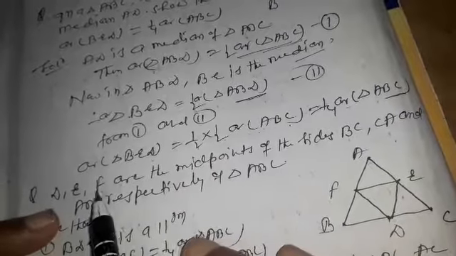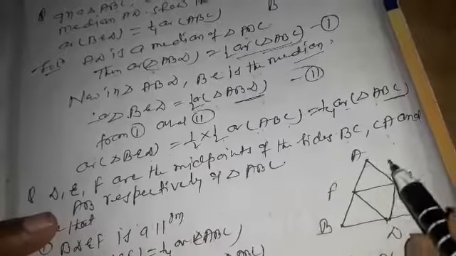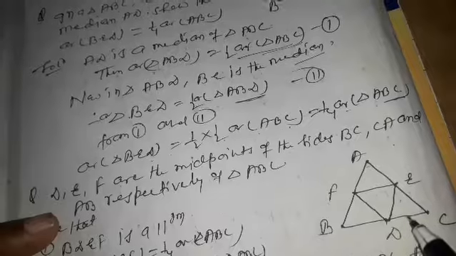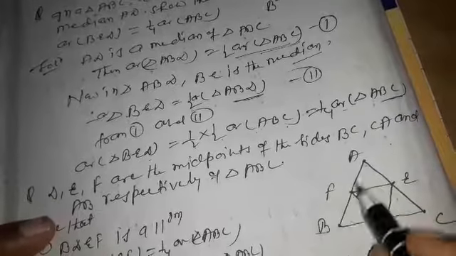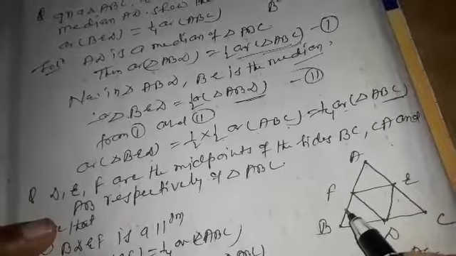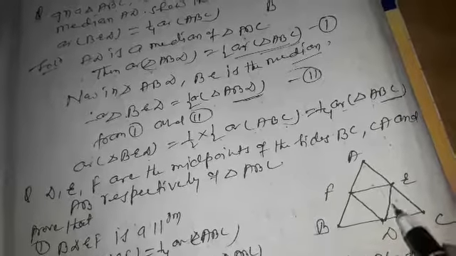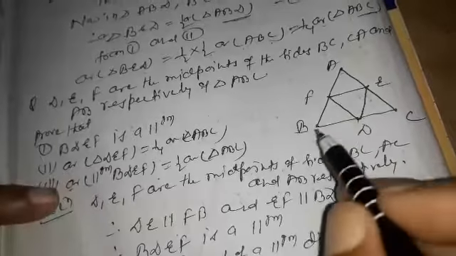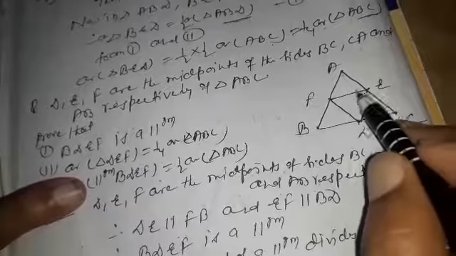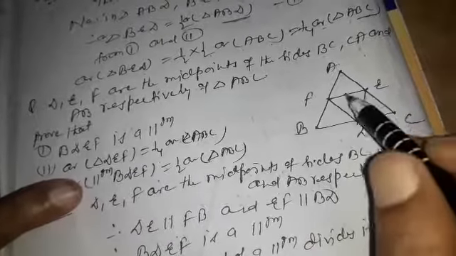Now D, E, F are the midpoints of sides BC, AC and AB of a triangle. Then prove that BDEF is a parallelogram and area of DEF is 1/4 the area of ABC.